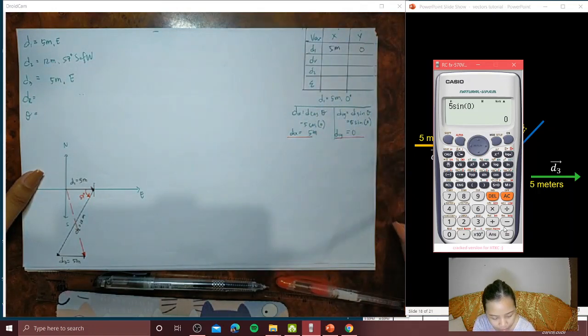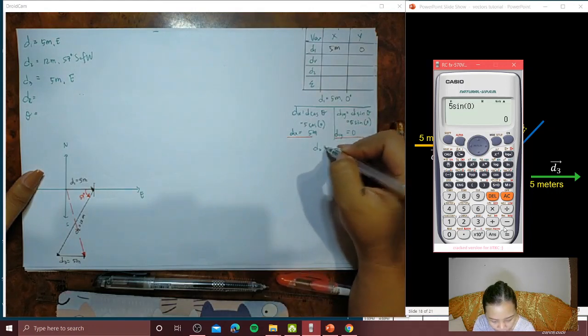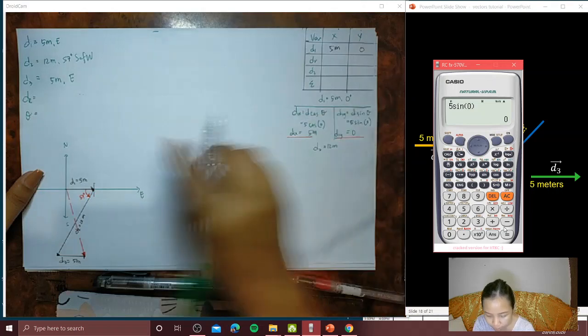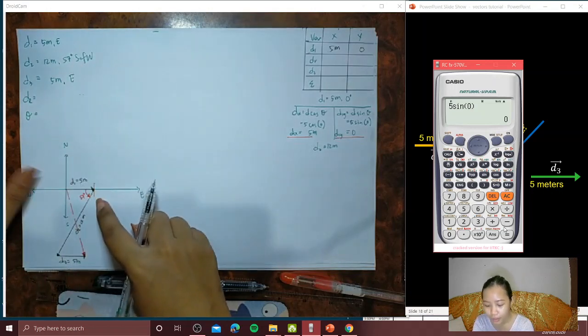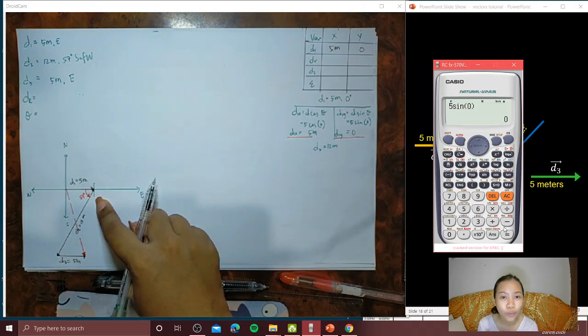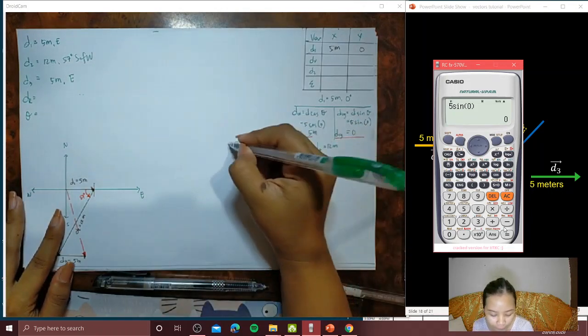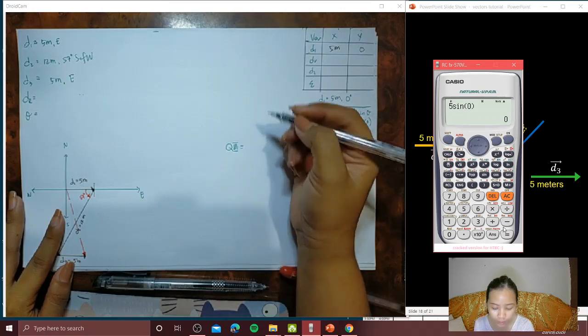Okay. Next, let us solve for our d sub 2. d sub 2 is 12 meters. Take note, this is 57 degrees south of west. Where is south of west? This is the south, this is the west. Take note, whenever it is south of west, that is located on the third quadrant. So let us have here Q3. This is for the third quadrant.